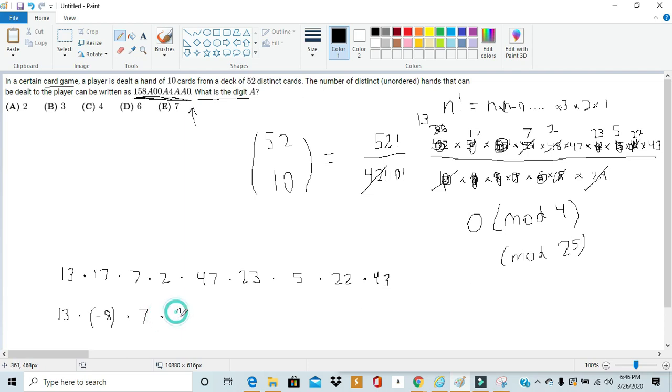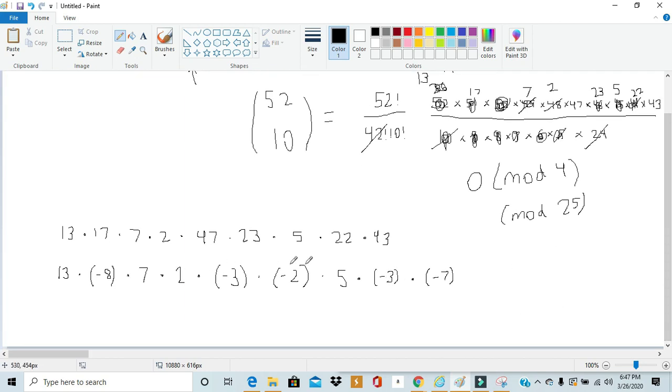2 is also 2 mod 25. 47 is negative 3 mod 25 because it's 3 away from 50, which is 0 mod 25. 23 is negative 2 mod 25. 5 is 5 mod 25. 22 is negative 3 mod 25. And then 43 is negative 7 mod 25. So we have to simplify this once again to find out what all of these are mod 25.